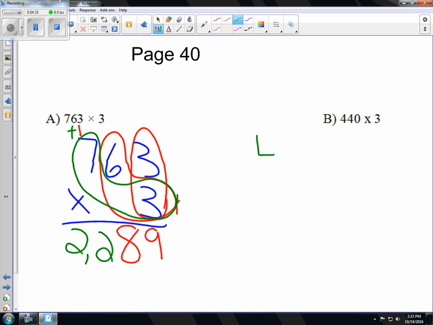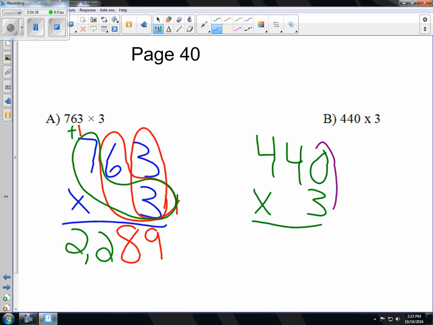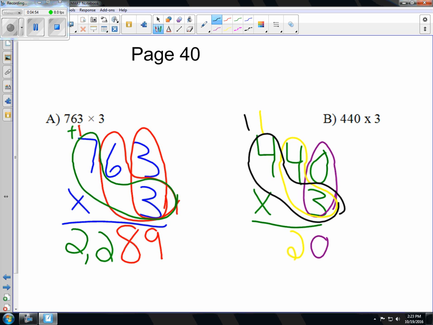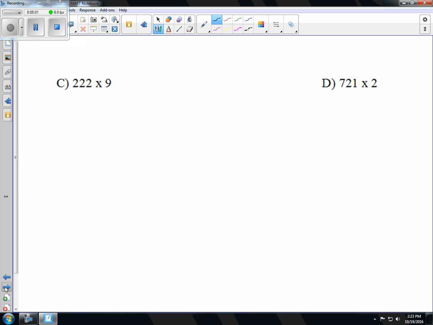Next, we have 440 times 3. First, we're going to do 0 times 3. That is 0. Then we're going to go 3 times 4, which is 12, carry the 1. And then we're going to do 3 times 4 again out here, which is 12 plus 1, which is 13. We're going to try a couple without circling.